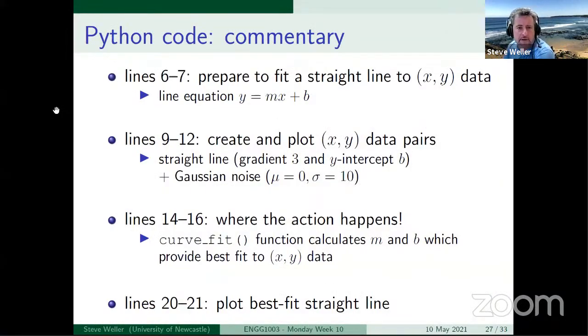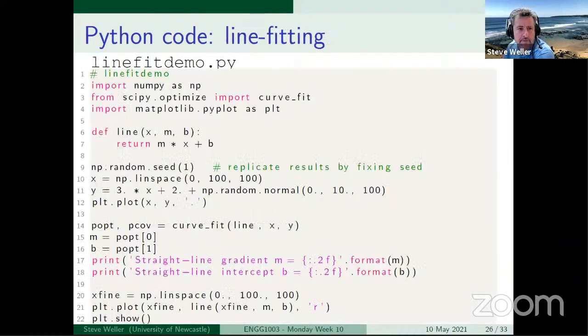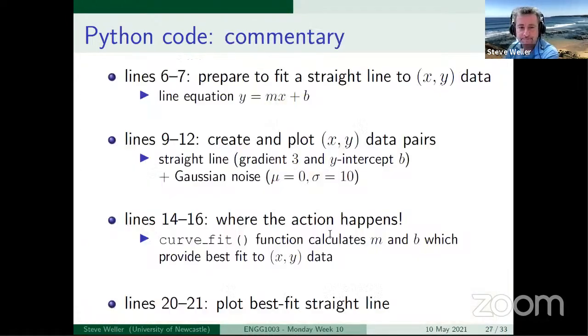The code, line fit demo, is in Discord, but also in Blackboard. You can run it yourself, and I urge you to do that. Experiment with the parameter settings. Change the gradient and offset of the underlying line and see how well the straight line fit does. Change the variance of the noise, for example the standard deviation of the noise here, and see what the impact is on the code.